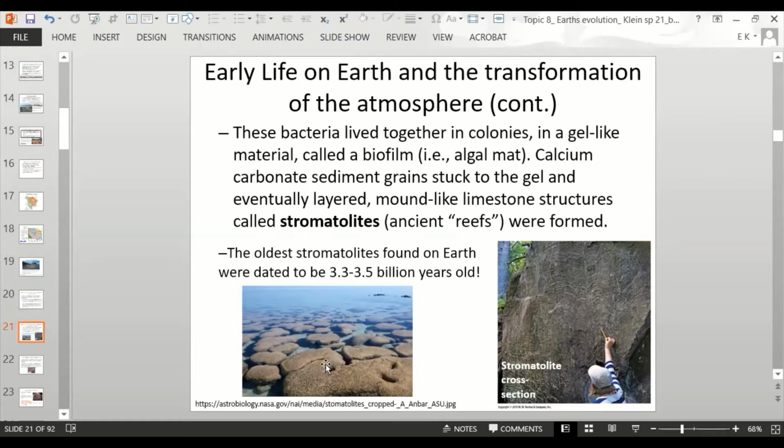Okay, and these are what stromatolites look like. It's like these mounds in the water. So the oldest stromatolites found on Earth were dated to be 3.3 to 3.5 billion years old. And this is a cross-section of what stromatolites look like, where you see these mounds.